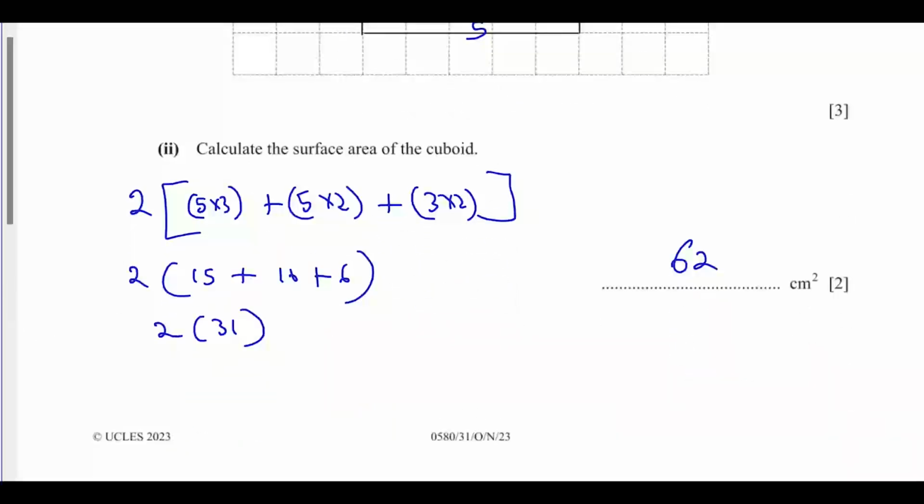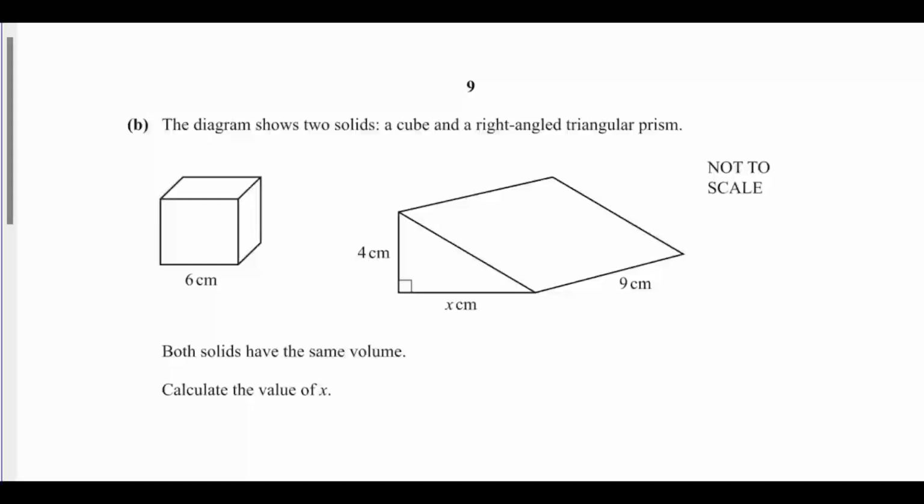So let's go to the next question. That will be part B. The diagram shows 2 solids, a cube and a right-angled triangular prism with the given dimensions. Both solids have the same volume. So the implication is that the volume of the cube is equal to the volume of the triangular prism.